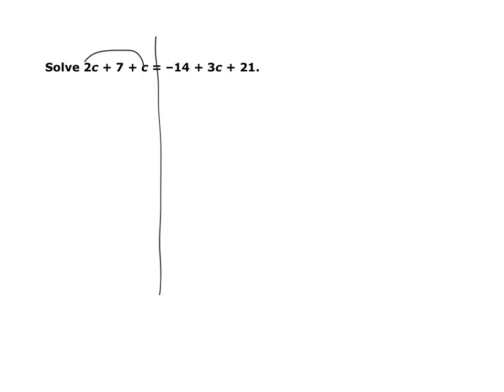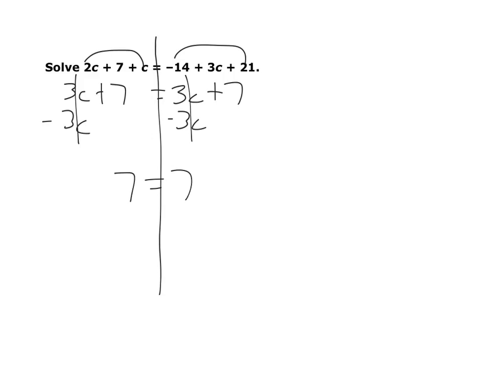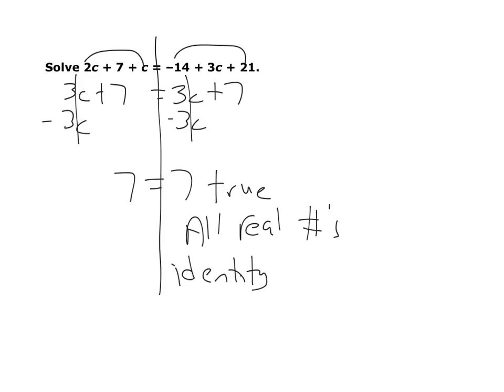Here we have 2c plus c, which is 3c, plus 7. Here we also have 3c, but I have negative 14 plus 21, which is going to be plus 7. If I subtract 3c, these cancel out and these cancel out, so I have 7 equals 7. This is true, so this is all real numbers because it's an identity. Now, realistically, you don't always have to put identity, but you do need to put that the answer is all real numbers.